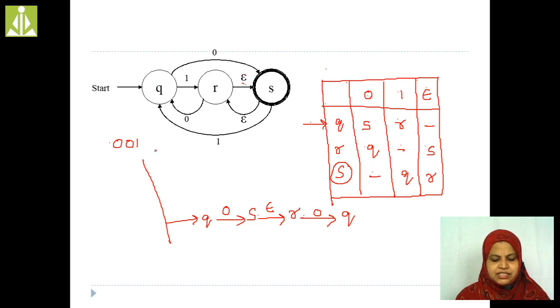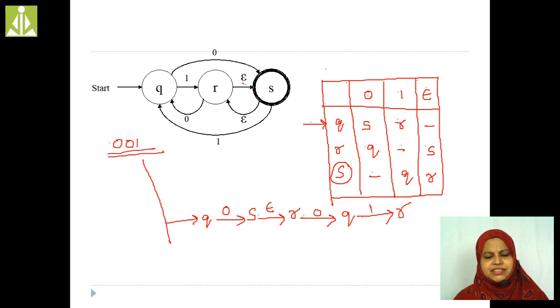Next, 1. Here Q on 1. Is there any state for Q on 1? Yes, Q on 1 is R. Now, this is my string 001.